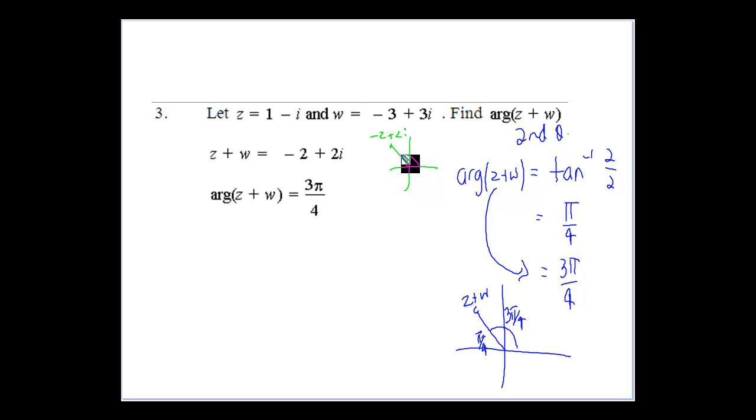So we're looking at that angle there. We can get that angle, which would be inverse tan of 2 on 2, which is pi on 4. That gives us an angle to the line from 0 of 3 pi on 4. So there's our argument of Z plus W.